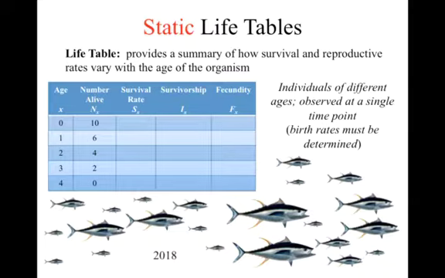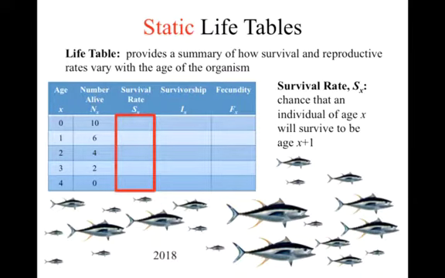So again, I can go ahead and calculate survival rate and survivorship. Survival rate has the exact same definition in a static life table as it does in a cohort life table. It's the chance that an individual of age X will survive to be age X plus 1. So if I look at my year 0 survival rate, that's the chance that an individual of age 0 will survive to be age 1. And I had 10 age 0 fish, and I had 6 age 1 fish. So it's looking like about 60% of my newborns make it through their first year.